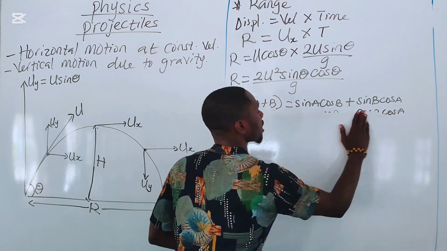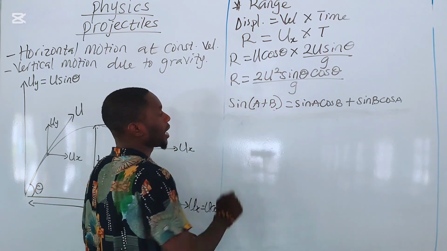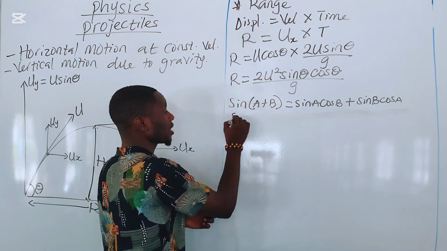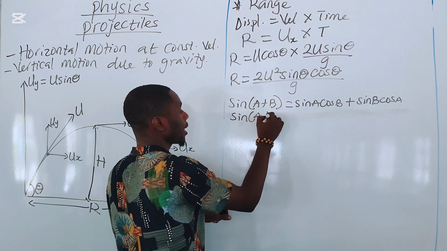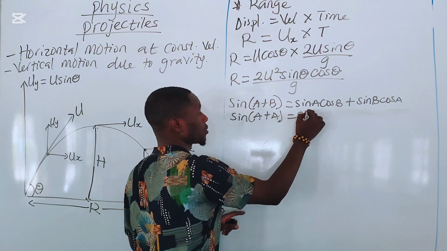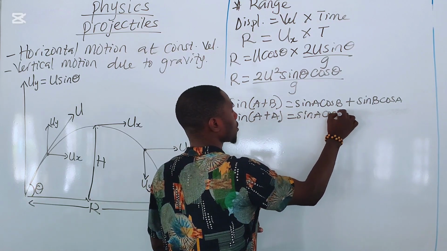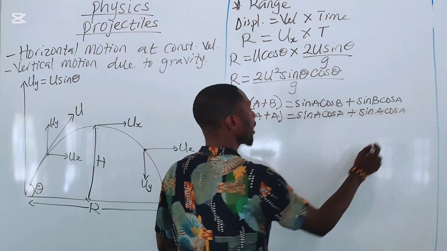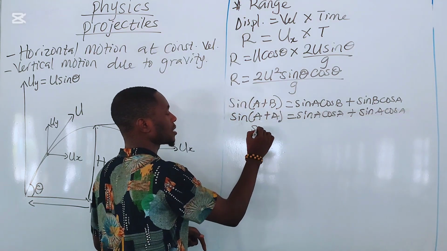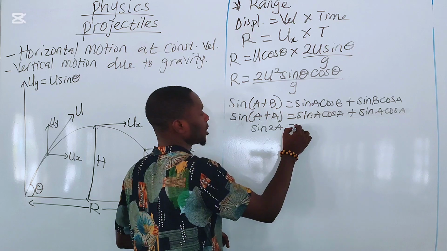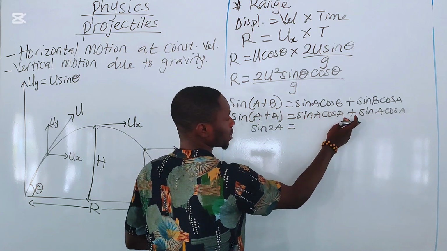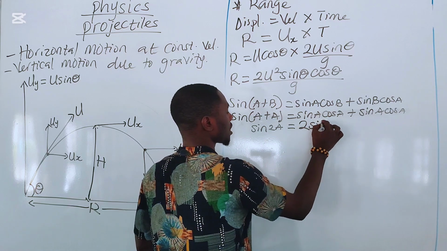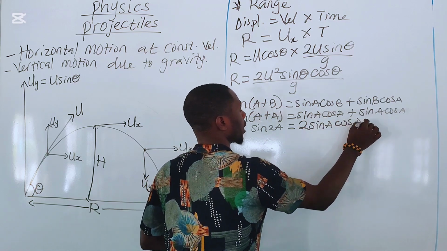However, we are only concerned about the first identity. So if we change this b to be a, it means that we have sine of a plus a equals sine a cos a plus sine a cos a. And sine of a plus a is sine 2a, which is equal to sine a cos a plus sine a cos a. That gives us 2 sine a cos a.